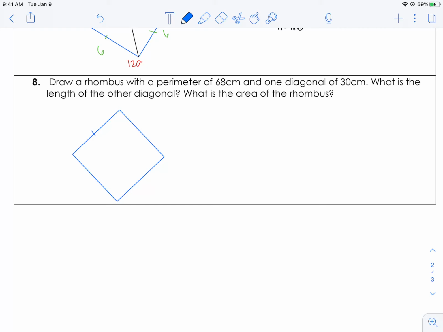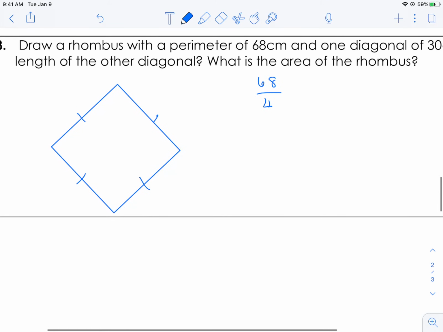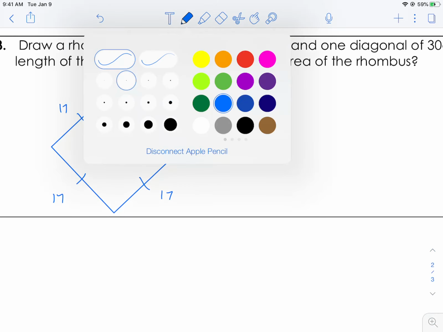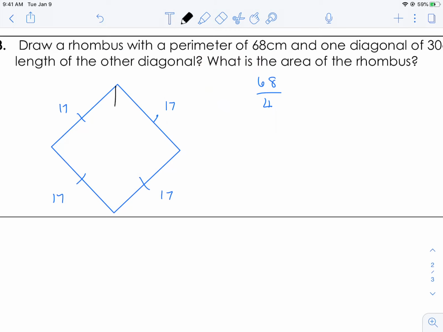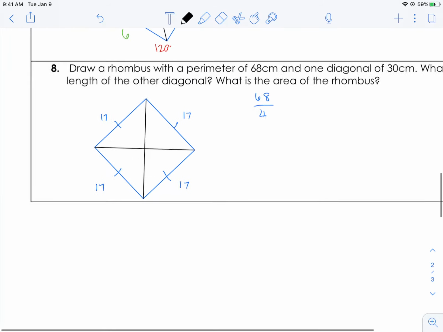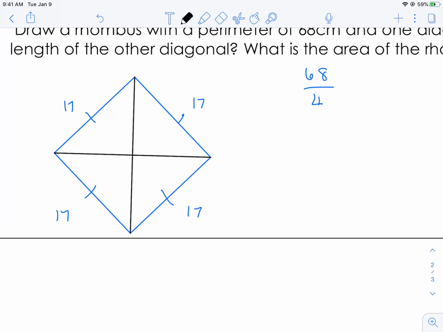What I know about a rhombus is that all the sides are equal. So to find the length of a side, I'm going to do 68 divided by 4, and that gets me 17. Again, if I want to find area, I need to know my diagonals, so I'm going to draw those in. One of the diagonals is 30, so that means each half is 15.